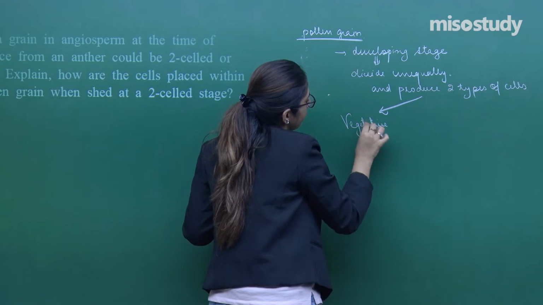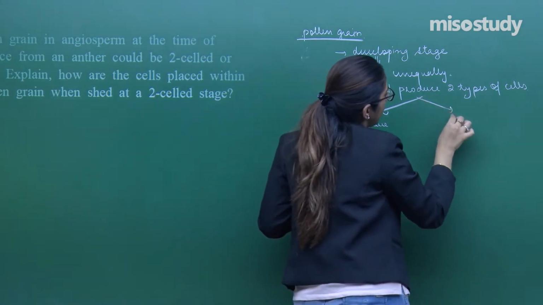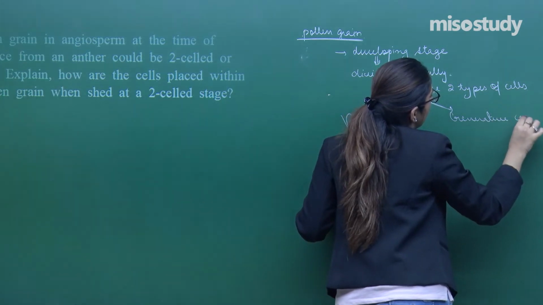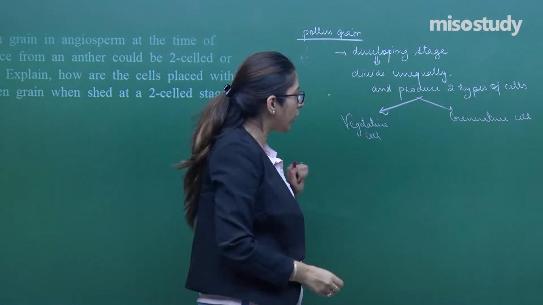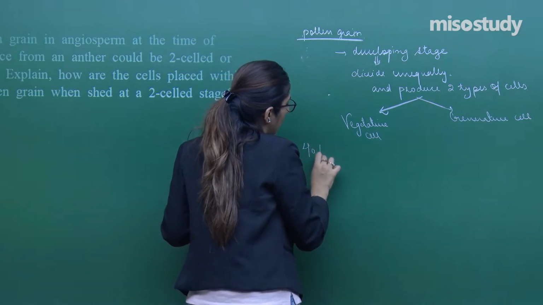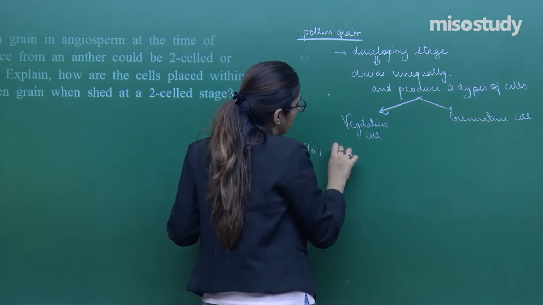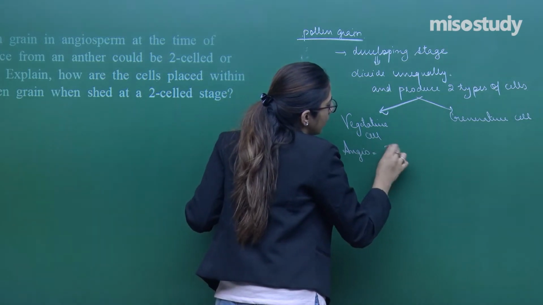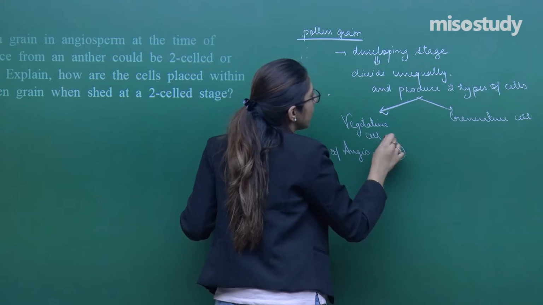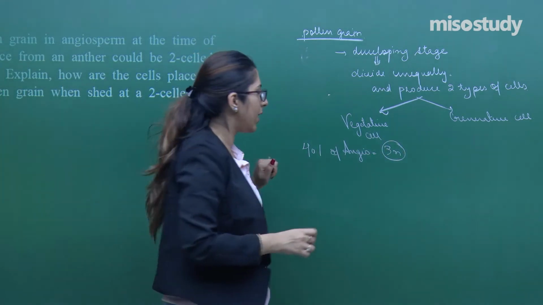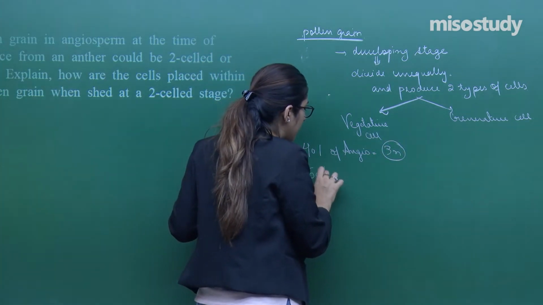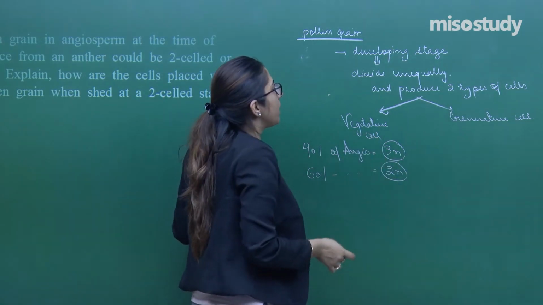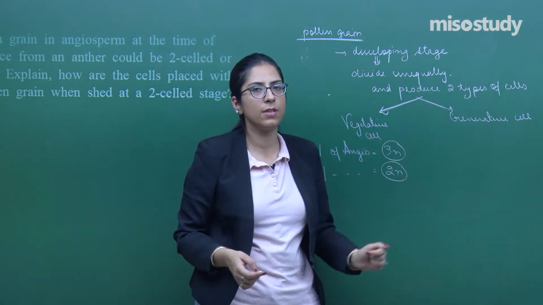Vegetative cell. And the second cell is called a generative cell. In 40% of angiosperms, the 3N condition is seen in the anther, whereas in 60%, the majority of cases, the condition is 2N only. That means the two types of cells, vegetative cells and generative cells, are present.